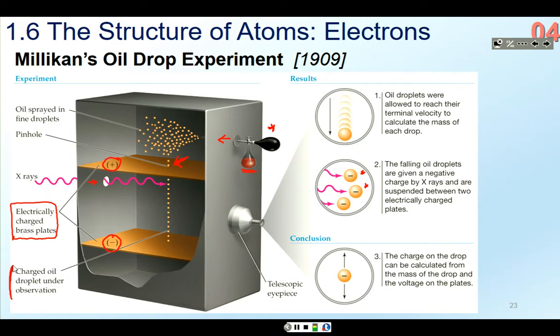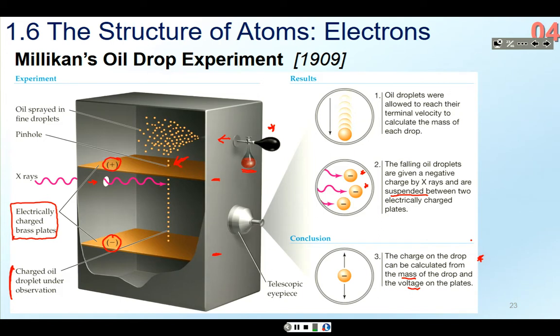And if you adjust the current accurately between the two plates, then they were able to suspend them exactly in the middle between these two plates. The conclusion is then the charge on the drop is calculated based on the mass of the drop and the voltage on the plates. Now, this is far more complex than a calculation we're going to hope to do in our course, but they were able to use some sophistication to figure out the charge on the drop based on the mass of the drop and the voltage of the plate.